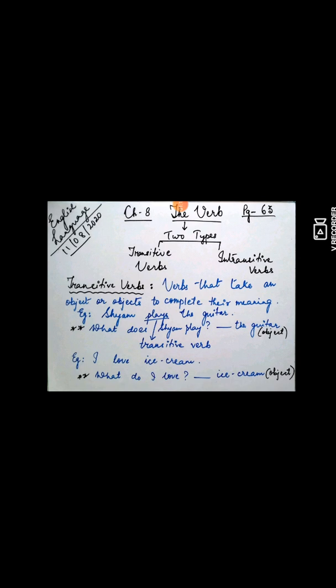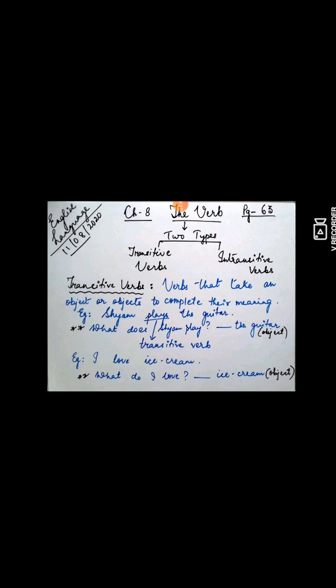Look at this sentence here. Sham plays the guitar. Sham is the subject, plays is the verb. Sham plays what? Sham plays the guitar. See children, when we ask a question to the verb using what and we get an answer, that portion which is our answer is the object. So what does Sham play? Sham plays the guitar.